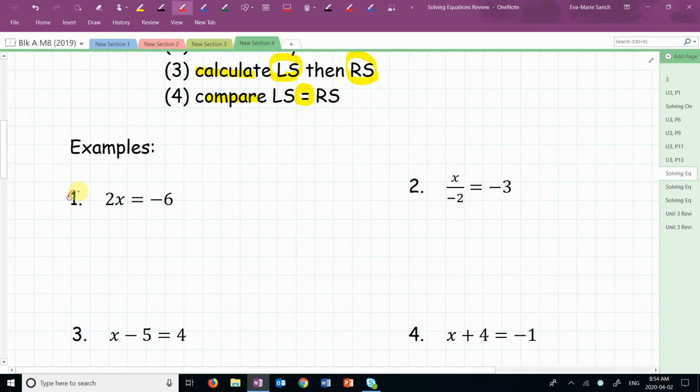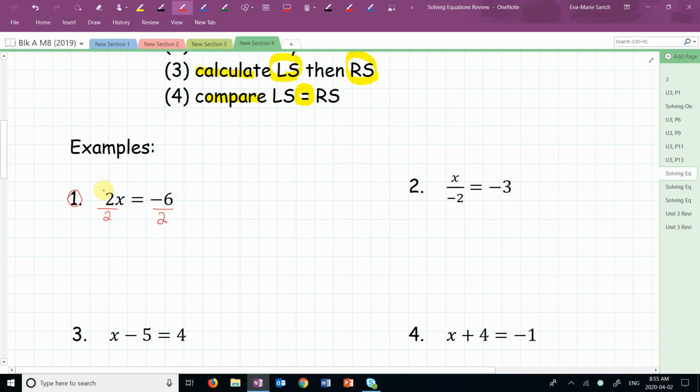Okay, let's look at question 1. Okay, in question 1, we've got a 2 multiplying the variable. The 2 is multiplying the x, so we're going to do the opposite. We're going to divide by 2. In order to keep an equation equal, if we divide by 2 on the left, we have to divide by 2 on the right. Remember, we're using that fraction line to show divide.